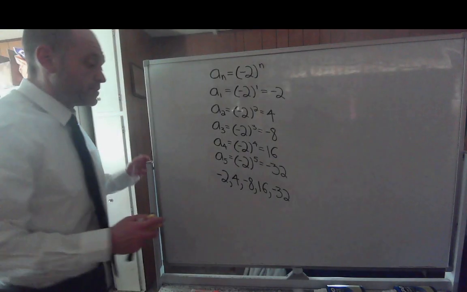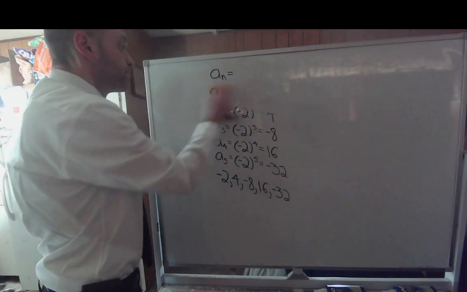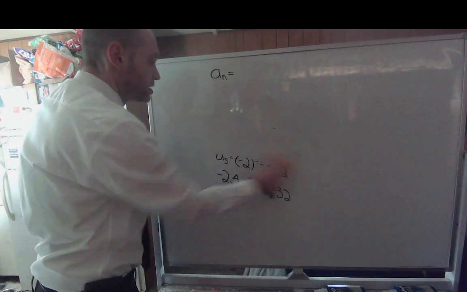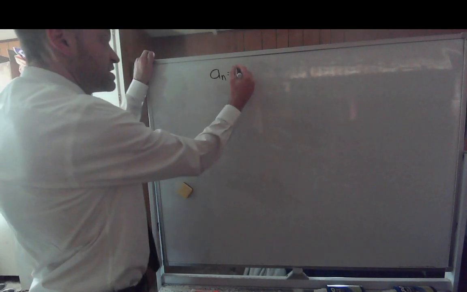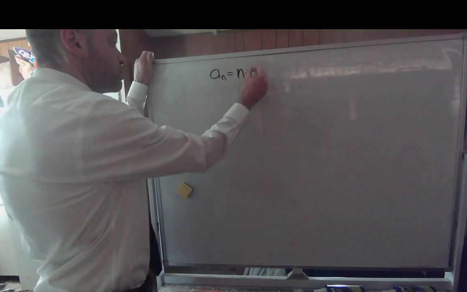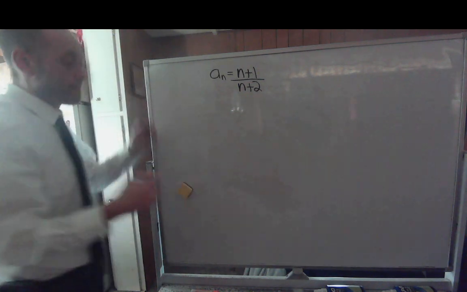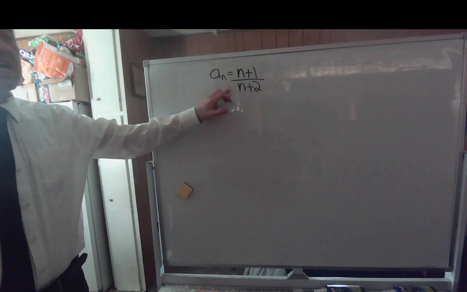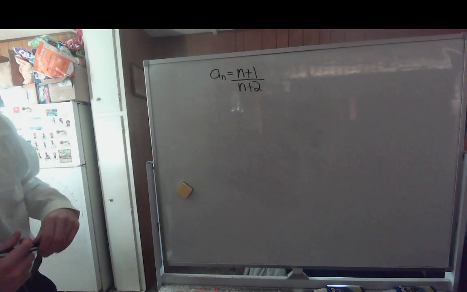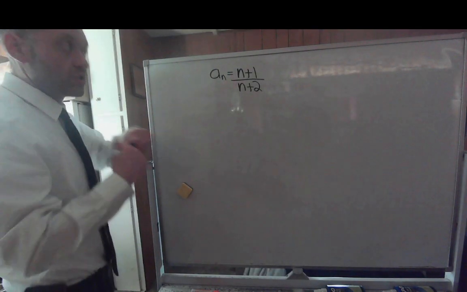Alright, now let's do something a bit different here. Let's say I have a sub n equals n plus 1 divided by n plus 2. Well, I want to find the first term, so that n indicates the term number I'm on.